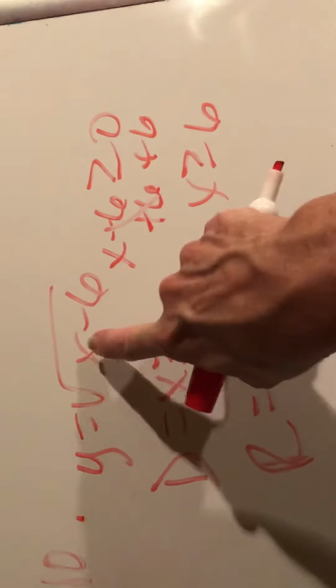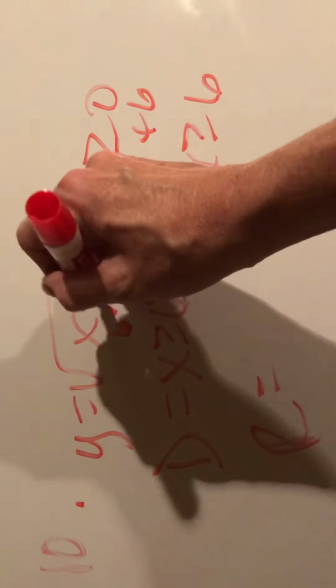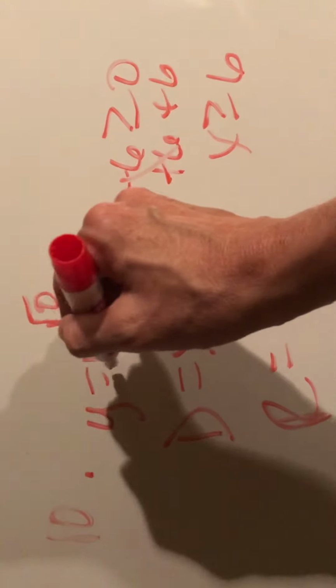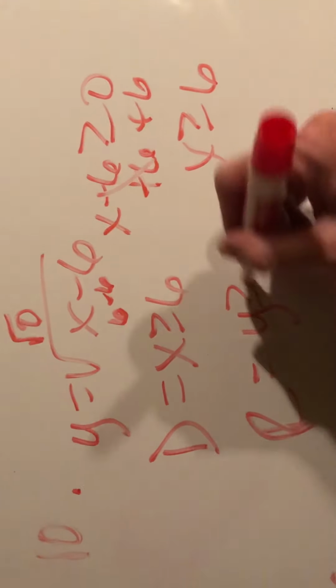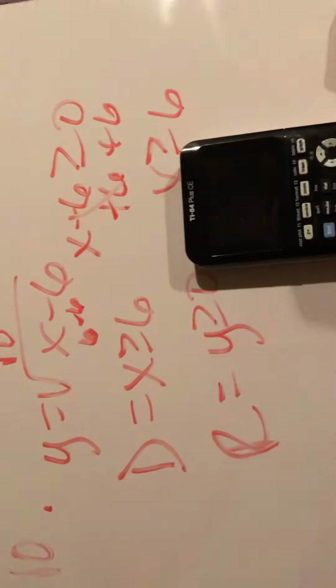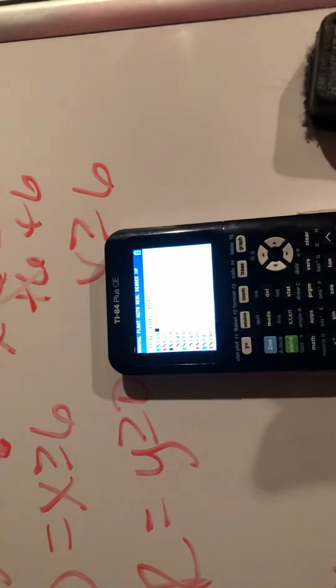So I'm going to put that in: 6 minus 6, which is 0. So the square root of 0 is 0. This is a positive. There's not a negative in front of that. So that means my range is y greater than or equal to 0. If you don't believe me, look at it on a graph.